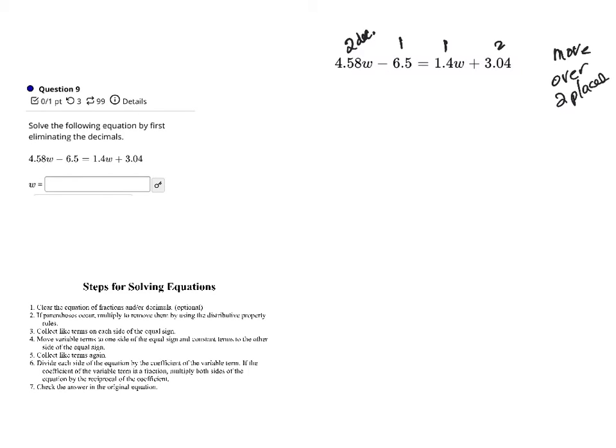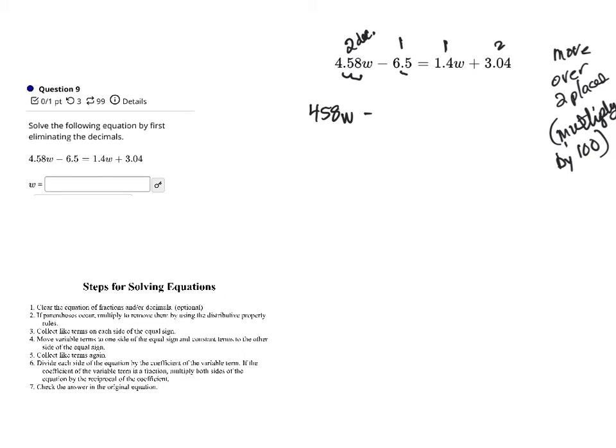Now, this is similar to multiplying by 100. Because notice 100 has 2 zeros. That's moving it over 2 places. But we're just going to look at this and do it. So we're going to move it over 1, 2, makes it at the end 458W. Bring down the minus.